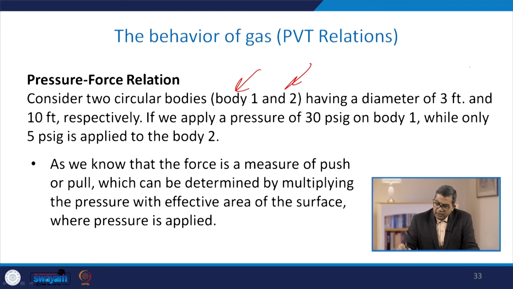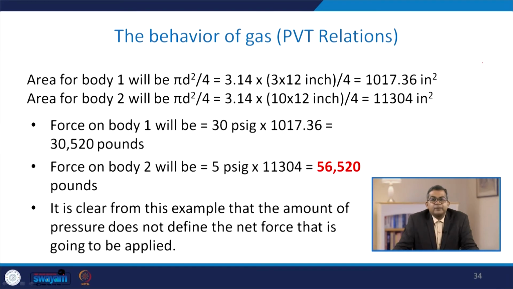They are having a diameter of say 3 feet and 10 feet respectively. If we apply a pressure of 30 psig on body 1, which is having the diameter of 3 feet, while only 5 psig is applied to body 2. As we know, force is a measure of push or pull, which can be determined by multiplying the pressure with the effective area of the surface where the pressure is applied.